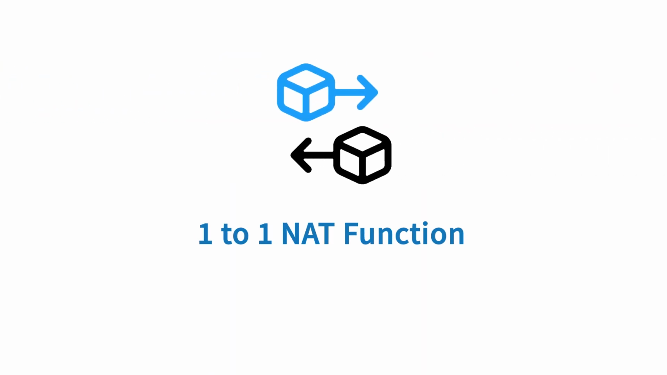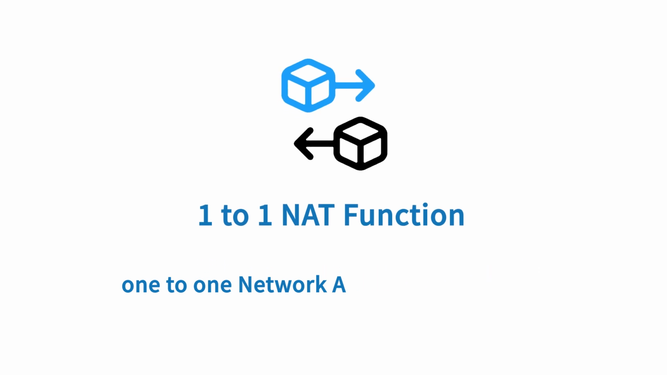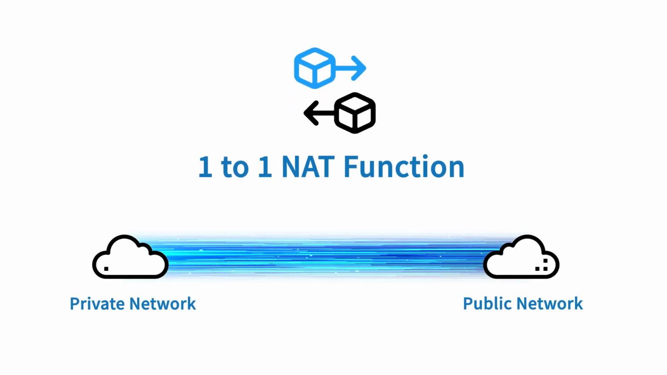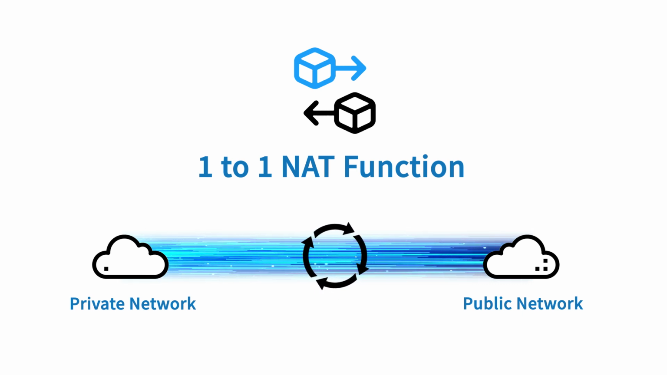One-to-one NAT, aka one-to-one network address translation, is a method used in computer networking to map one public IP address to one private IP address. It allows devices on a private network to communicate with the Internet using a specific public IP address assigned to them. This method ensures that incoming and outgoing traffic is directed to and from the correct device within the private network, providing enhanced security and control over network traffic.